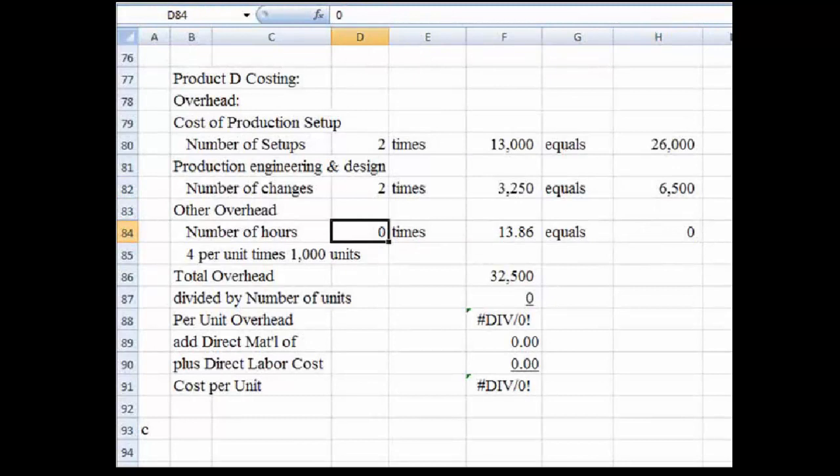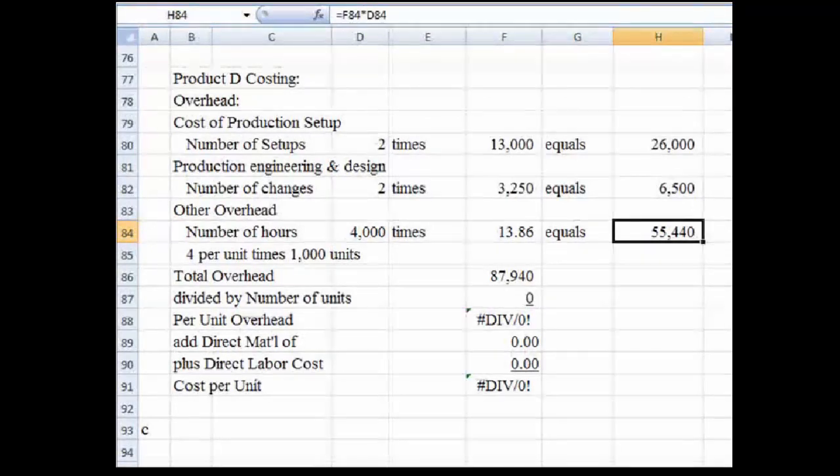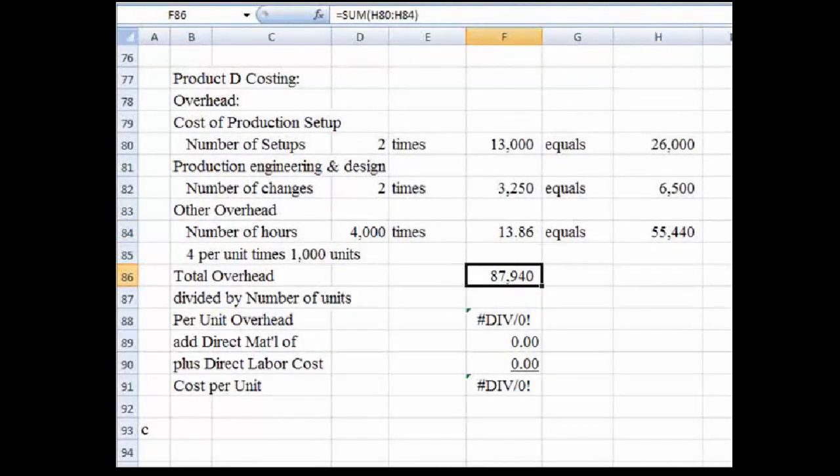Finally, the chart at the top of page M113 shows 1,000 units produced for product D. Since the chart also shows 4 direct labor hours per unit, 4,000 goes into the cell next to the number of hours. The $13.86 is already pre-entered, and the total other overhead is calculated at $55,440.